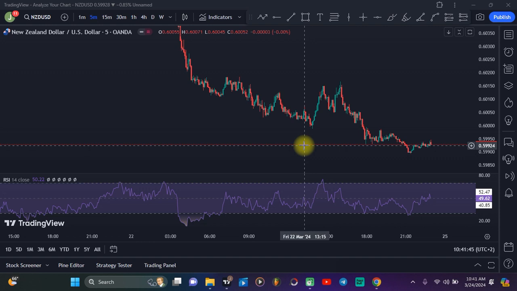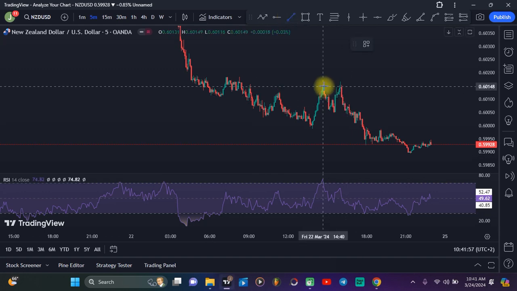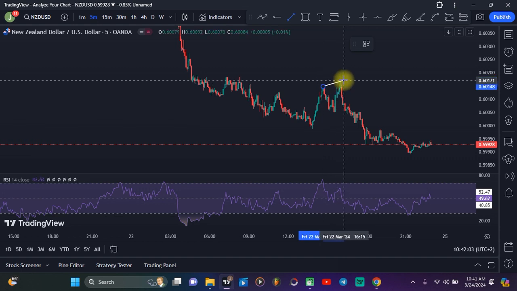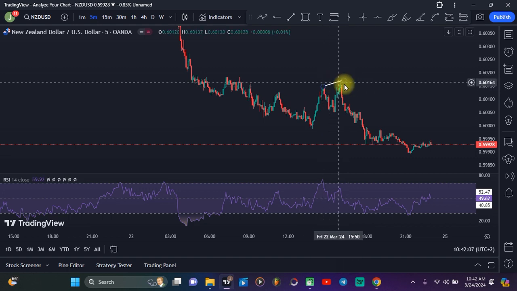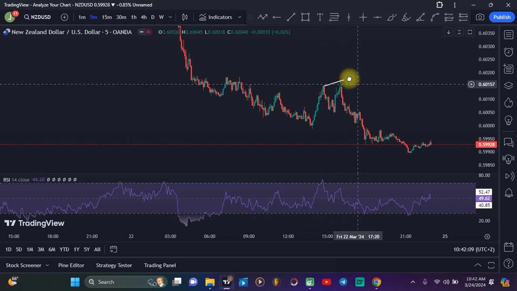What is divergence? Divergence occurs when the price moves in the opposite direction of an indicator, suggesting a potential reversal in the current trend. For example, let's look at this chart here, and if we focus on these two highs created over here, we can see that if we connect these highs, the market is pushing to the upside. If we connect these highs using a trend line, you can see that the trend line is facing upward.